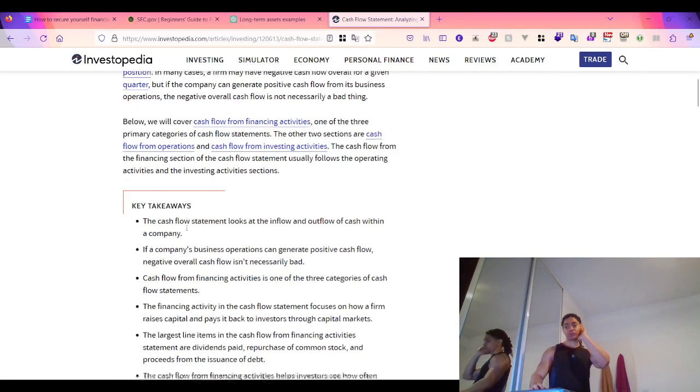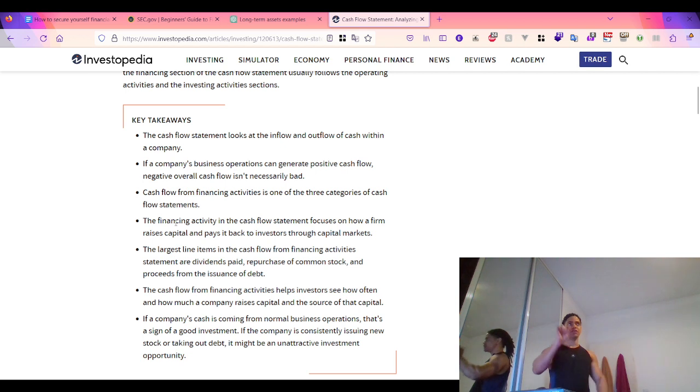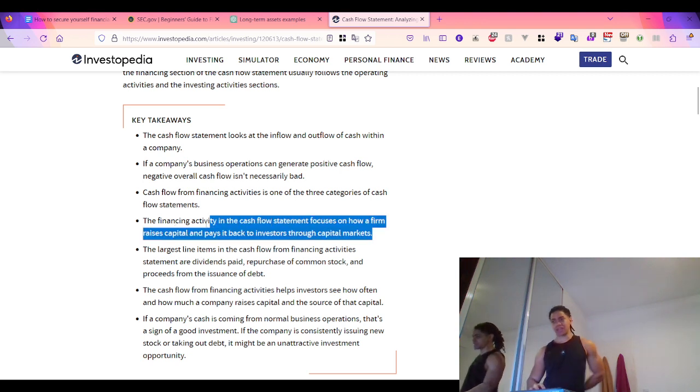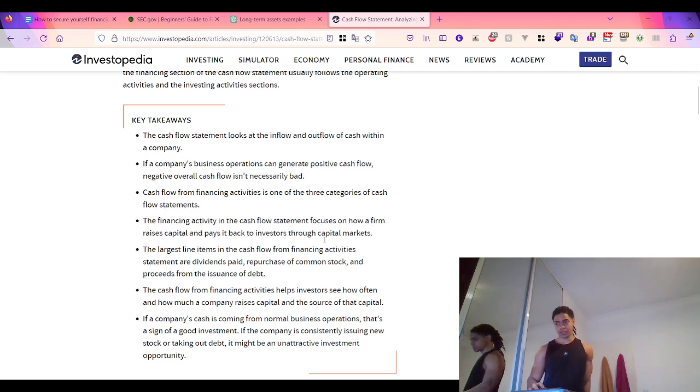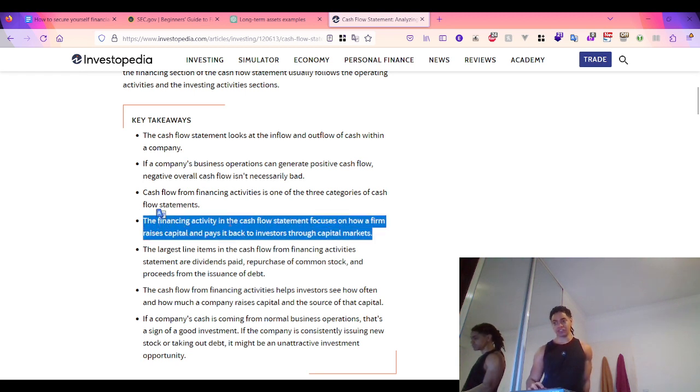That's right. From the cash flow statement, Investopedia mentions that the financing activity in the cash flow statement focuses on how a company raises capital and pays back investors through capital markets. So at the end of the day, you're going to pay investors through capital markets.